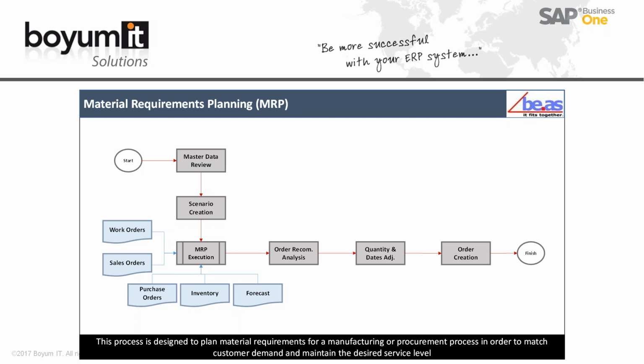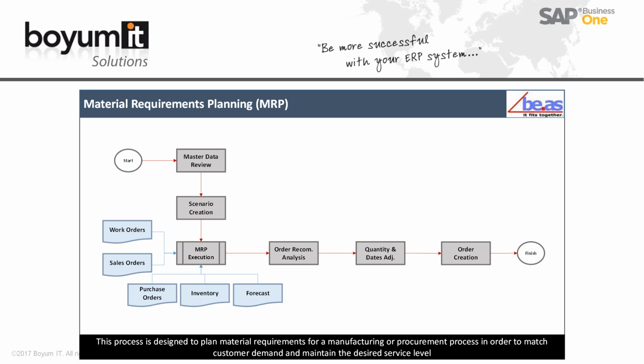And after we analyze, we will have a time to make quantities and days adjustments, just in case we need to change some information from the system according to the results. And then we create the orders, work orders or purchase orders that we have to include in our business in order to get our stock.